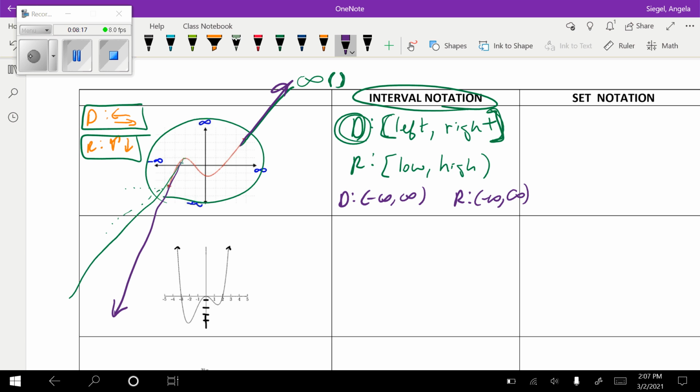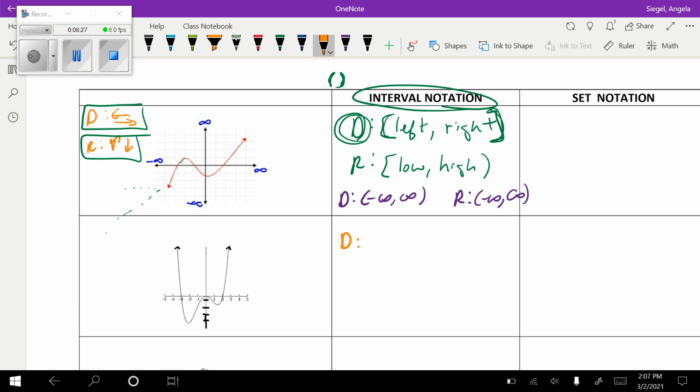Okay, so let's do another one. Let's stay in the interval notation. So domain, let's look at this one. So how far to the left does this go? How far to the right does this go? Well, even though it's going up really fast, it's gradually going out to the left, and it's gradually going out to the right. So just like the other one, it's going to begin in negative infinity and it ends in positive infinity.